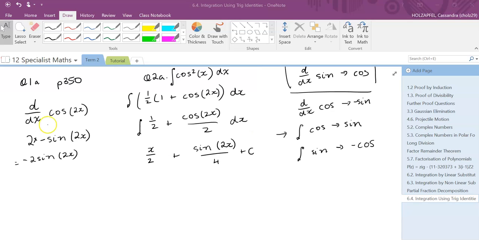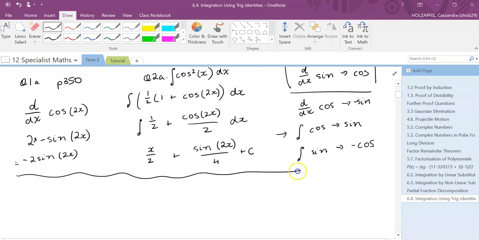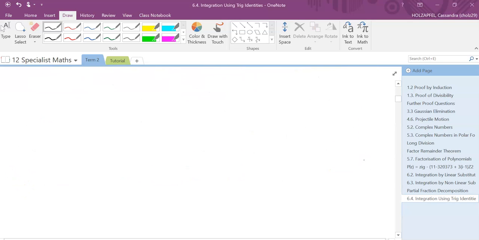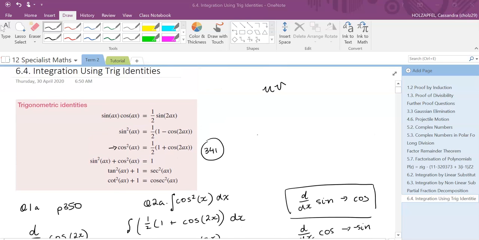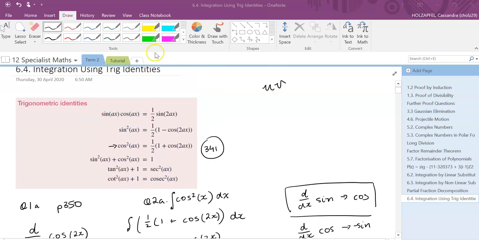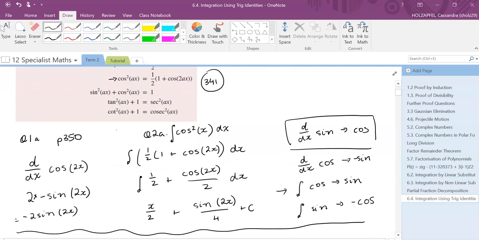6. All right, so let's move on and let's do another simple example using those trig identities. All right, so this is question 2D. So just quickly again, we're going to use our trig identities. So if you just flick back to that page 341, we're now going to be using this expression here: sine squared ax is equal to 1/2 times 1 minus cos 2ax.